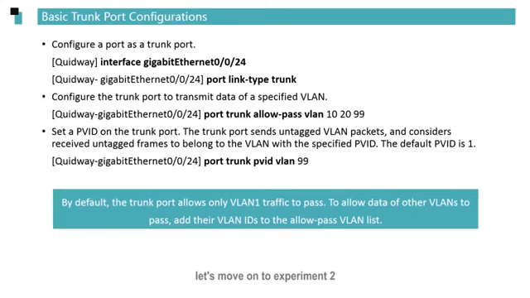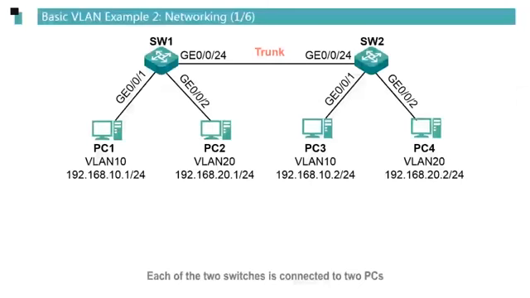Okay, let's move on to experiment 2. Each of the two switches is connected to two PCs. PC 1 and PC 3 belong to VLAN 10, with addresses 10.1 and 10.2 respectively. PC 2 and PC 4 belong to VLAN 20, with addresses 20.1 and 20.2 respectively.